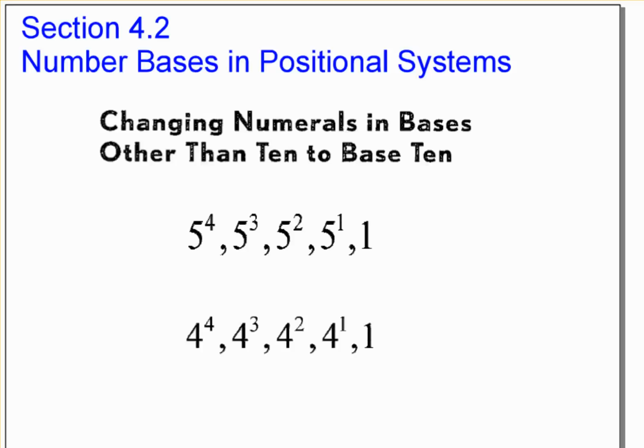We will later need to know that 5 to the first is 5, 5 squared is 25, 125, and 625. And then 4, 16, 64, 256.